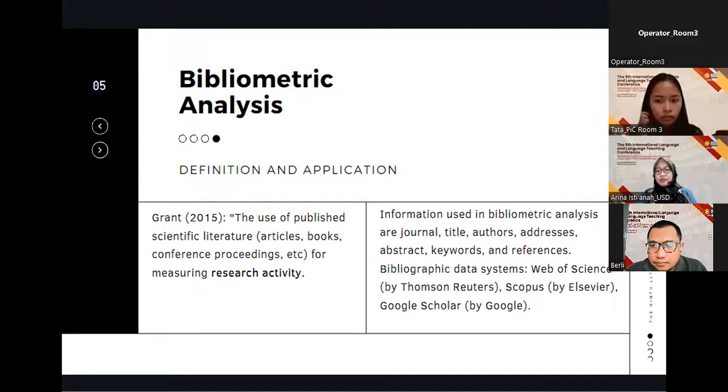And from the bibliometric analysis, we can find out information about journal names, the title of the paper, the authors, addresses, abstract, keywords, and references. And there are some examples of bibliographic data systems that we can access, for example, Web of Science by Thomson Reuters, Scopus by Elsevier, and Google Scholar by Google.